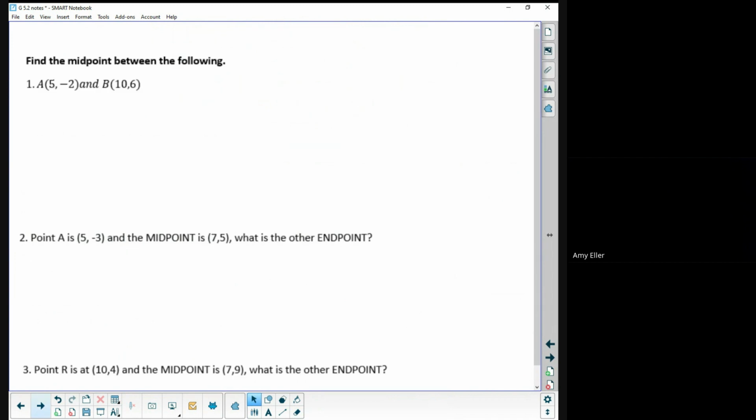Okay, this next one. Find the midpoint of the following. So there is no graph. We're just going to average. Let's go ahead and find the middle point using our formula. Add the x's, divide by 2. Our x's are 5 and 10. Divide by 2. Add the y's.